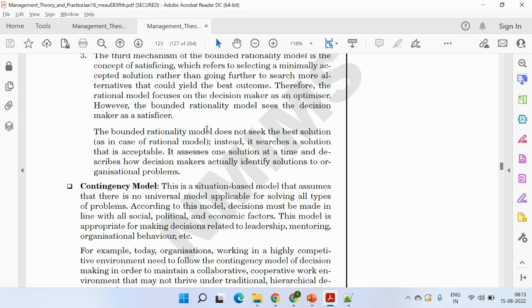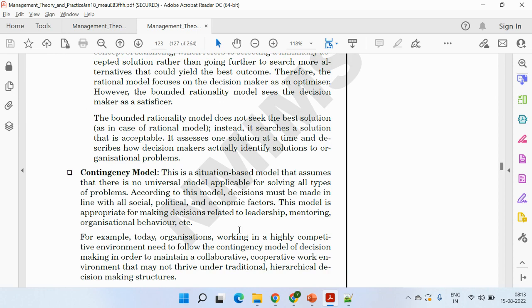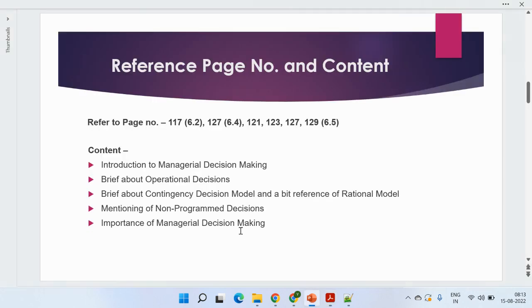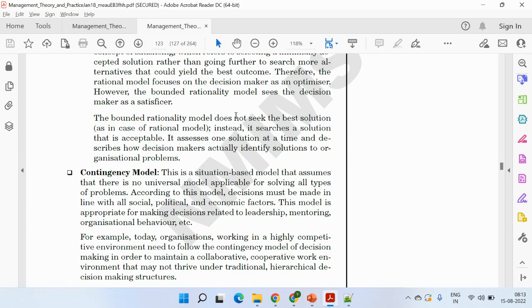Then going to the next one is the contingency model. So the contingency model is again a situation-based model, as we discussed in the non-program. So non-program is a decision, and the model for this is the contingency model, where decisions are made based on certain factors, certain situations, as we discussed in the pandemic one. So this is the contingency model, so you can give the reference of this one.